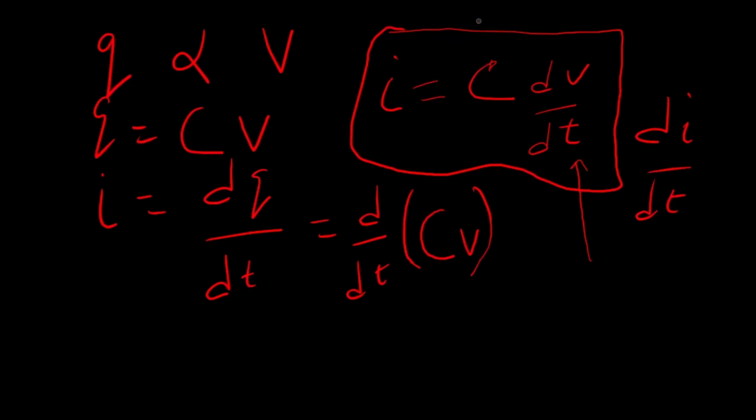Okay, so let me erase this. Now we've arrived at the point where I is equal to dq/dt, which is equal to C dv/dt.